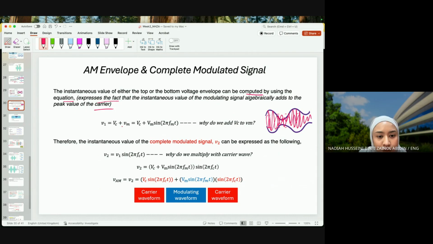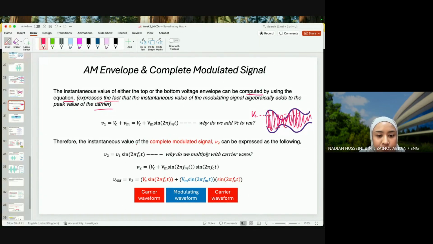Okay, so VC plus, this is fixed value, plus changing value. So this is VC, capital, plus VM sine 2 pi FMT. Why do we need to add VC to VM? Because the modulating signal, or the shape, the reference is VC. This is the 0 point for the modulating signal, so it has to be added to VC. If your starting point is 0, obviously you don't have to add anything. But if your starting point is VC, you have to add VC. So this is why we are adding VC.